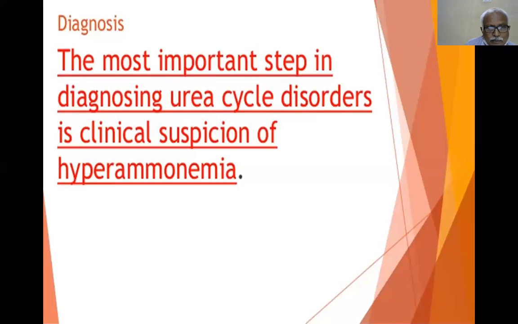The most important step in diagnosing urea cycle disorder is clinical suspicion of hyperammonemia.